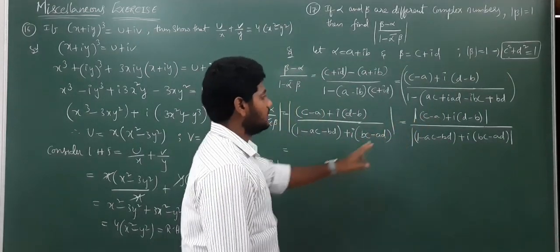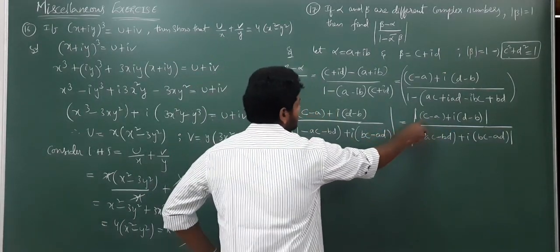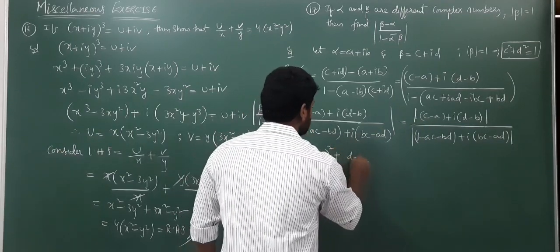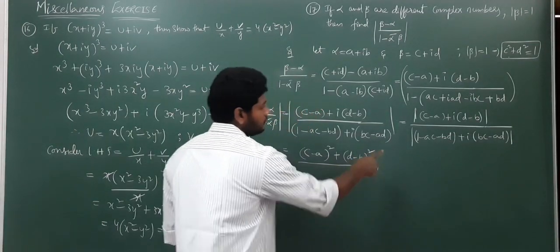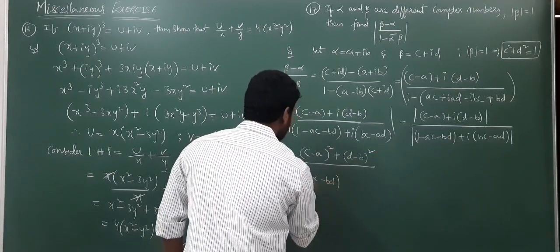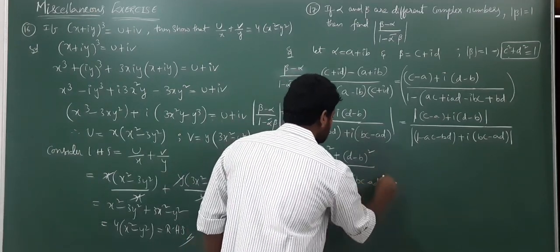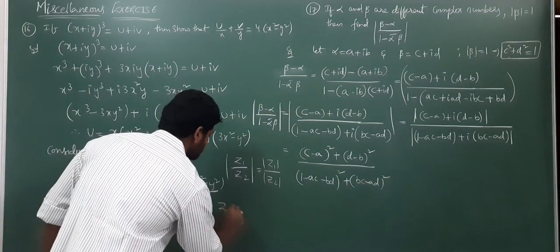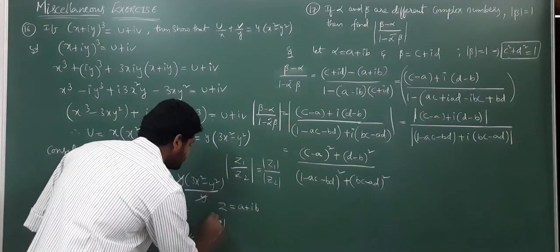When it comes to modulus, a plus ib modulus means a square plus b square. So that is nothing but here c minus a whole square plus d minus b whole square, divided by, in the denominator also, 1 minus ac minus bd whole square plus bc minus ad whole square, right? You know now, if z is equal to a plus ib, what is the modulus of z?